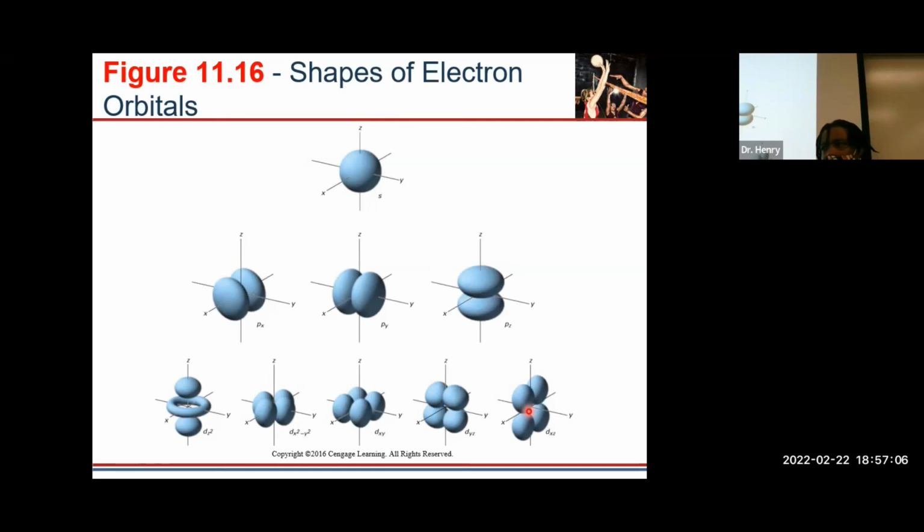Okay. This one says dz squared. Yes. Okay.